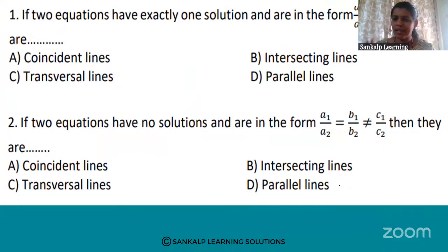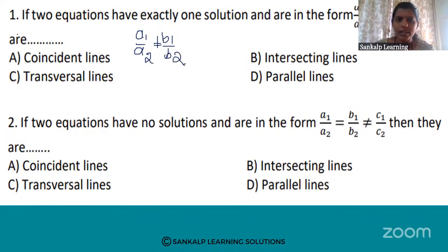Okay. Yes, all are ready? Yes, my dear children. If two equations have exactly one solution and are in the form A1 divided by A2 is not equal to B1 divided by B2, then they are, see, if two lines are A1 divided by A2 is not equal to B1 divided by B2, then they are coincident lines or transversal lines or intersecting lines or parallel lines. This is intersecting lines. Okay.